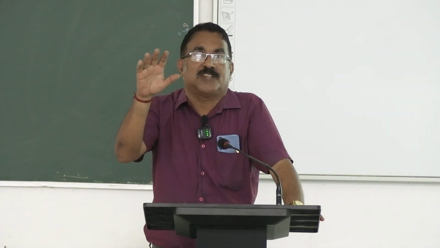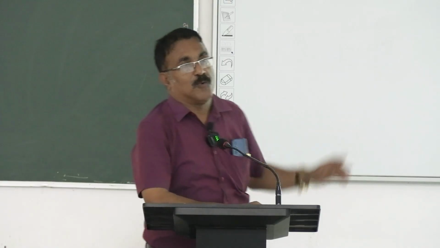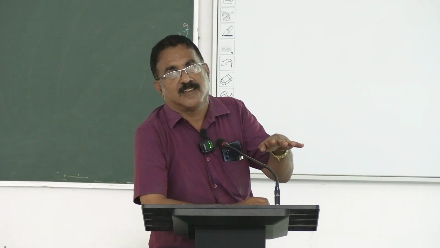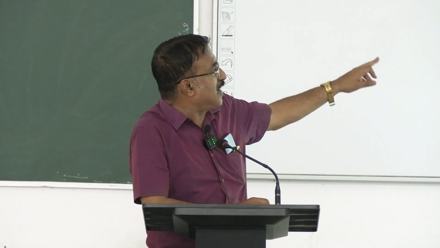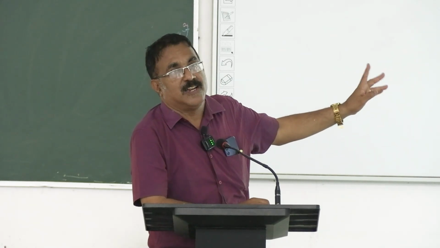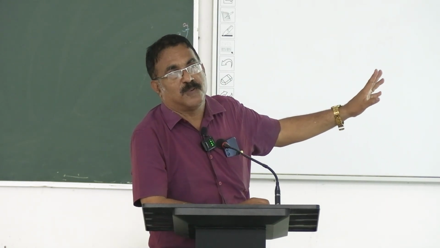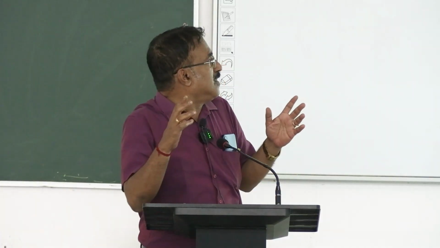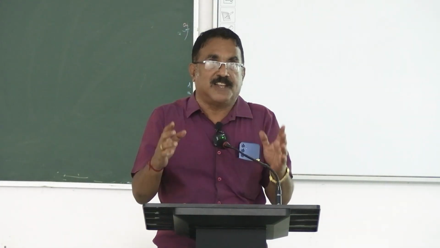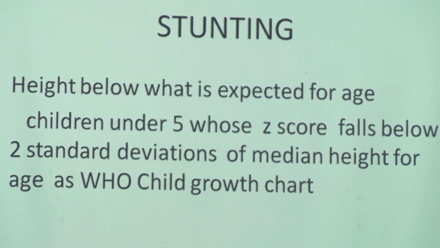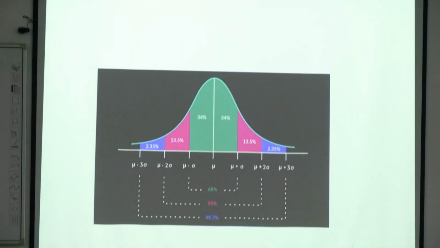So what I'm trying to say is there's no standard, but the formula is height below what is expected for age. As per a certain age, you expect a certain height. But there's another thing: a child under 5 whose Z score falls below 2 standard deviations of the median height for age as per the WHO growth chart. So WHO has formed a growth chart in which there's something called standard deviation, and if the measurement falls below 2 standard deviations of what is expected, then we consider it significant. Now look at this.